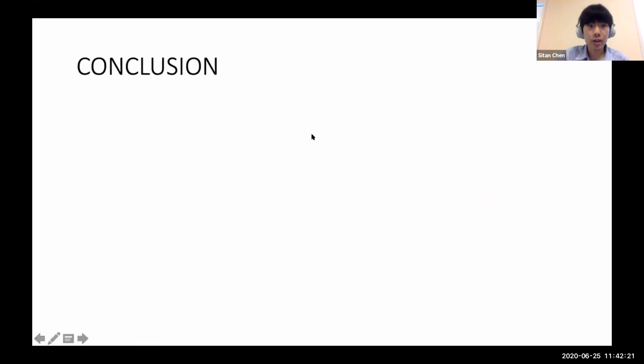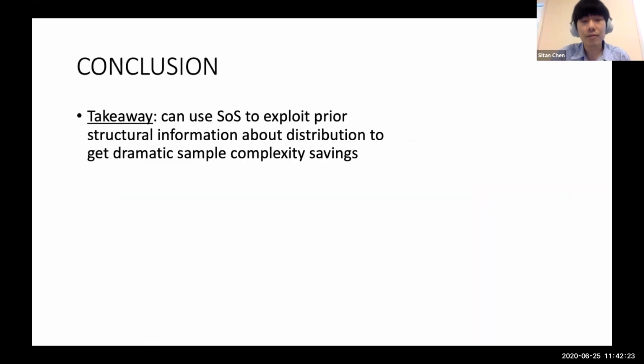Okay, so let me just conclude. The key takeaway roughly is that you can use these method of moments techniques like sum of squares to actually exploit this kind of prior structural information about the distribution to get dramatic sample complexity savings.